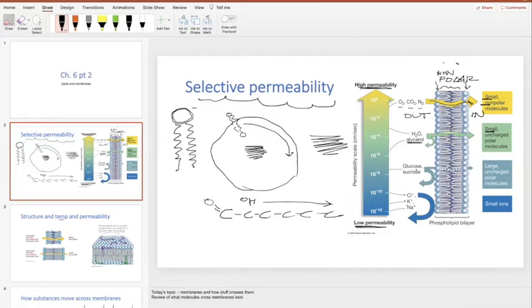So that's going to present a problem. We know cells need glucose, but it can't get across on its own. The very last thing that I want to talk about in terms of permeability of cell membranes is ions.